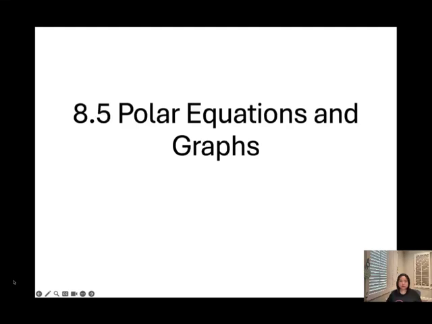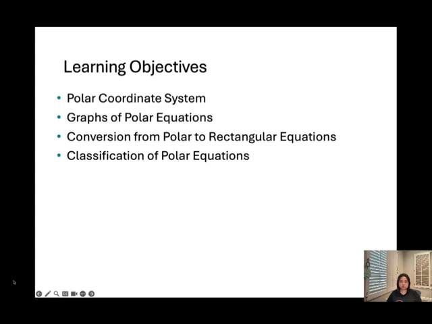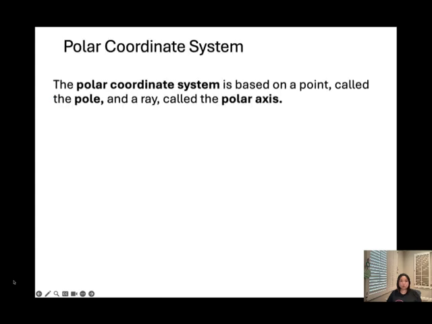Session 8.5 Polar Equations and Graph. The polar coordinate system is based on a point called the pole and a ray called the polar axis. And the polar axis is usually drawn in the direction of the positive x-axis, just like this one.